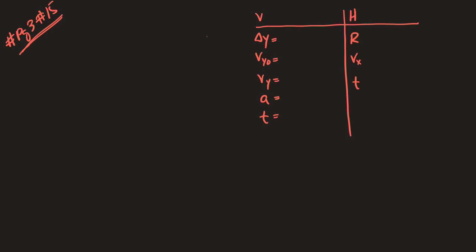Again, Vy naught and Vx have to be the same, but we have some data here. We're told that the range was 20 meters, and we're told that the time was 4 seconds. Well, range equals Vx times t, so that means Vx is 5 meters per second. Because I can do the math, I think you guys can too. 20 divided by 4 is 5. And since it was 45 degrees, that means Vy naught was also 5 meters per second. Because the angle is 45 degrees.